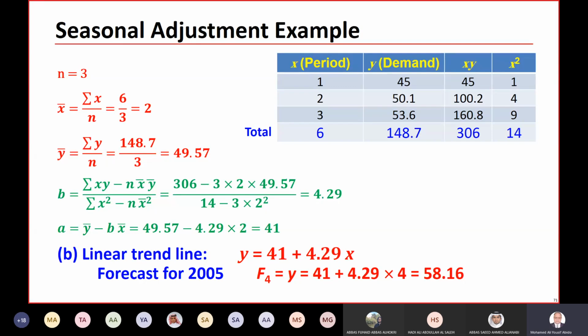Ahmad Fahd, do you have a question? Doctor, why didn't we find the average until period 4, then substitute by 5?